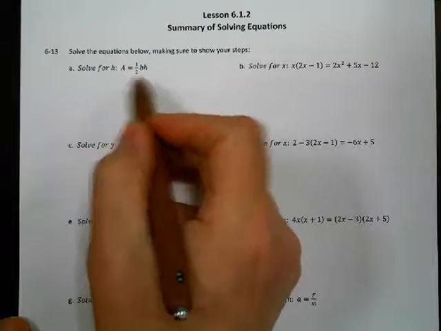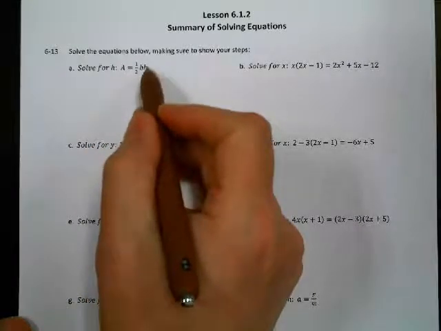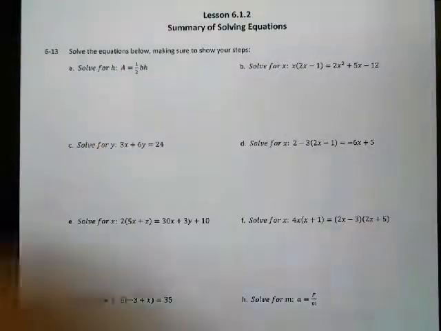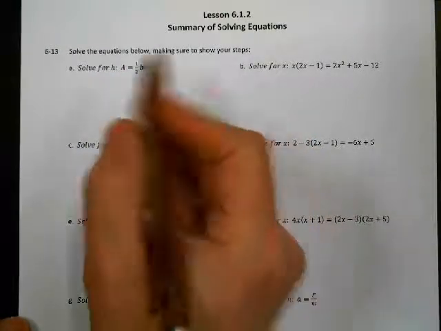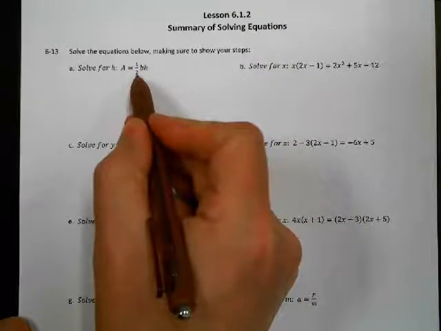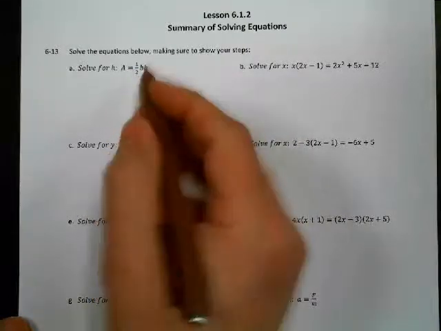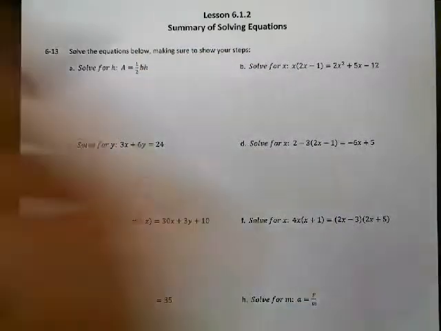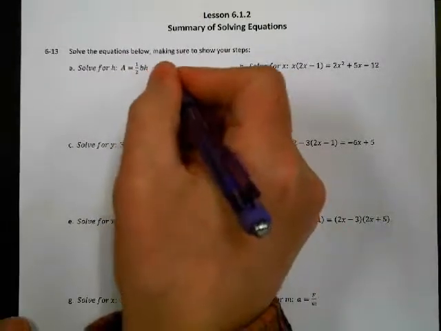This looks like the area formula for a triangle. So we want to get h by itself. When it says solve for h, that means isolate h. Got a couple things happening here. We've got 1/2, so that's dividing by 2. So the first thing I might do on this one is multiply both sides by 2.